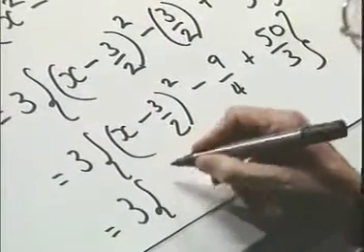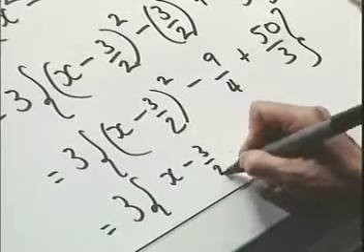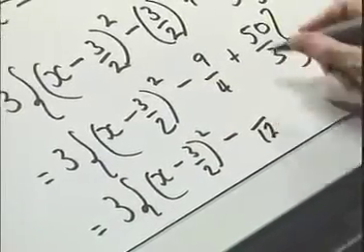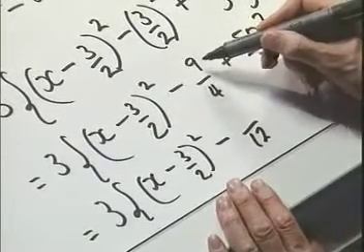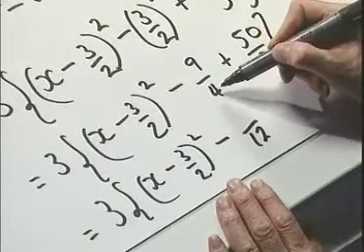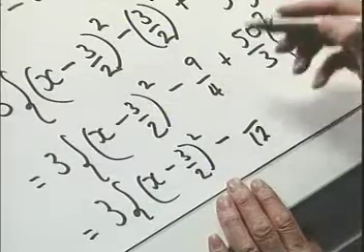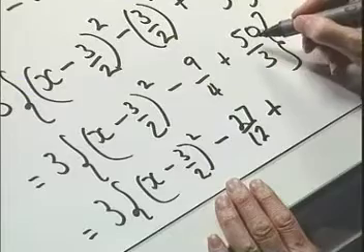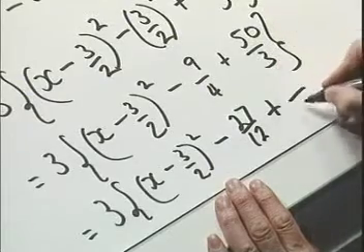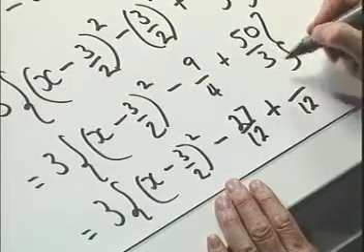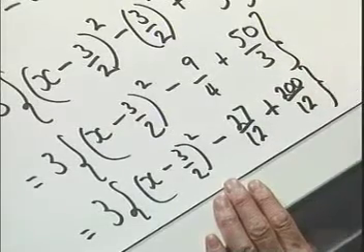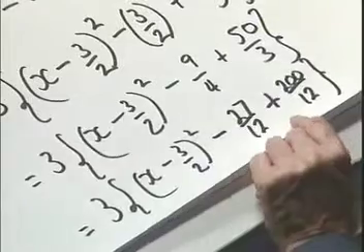3, the big curly bracket, x minus 3 over 2, all squared, minus over 12. We need to change the 9 over 4 into 12ths. 3 4s gave us 12, so 3 9s give us 27. Plus, we need to change the 50 over 3 into twelfths. 4 times 3 is 12, so 4 times 50 is 200. And now I've got a little bit of arithmetic to do. Let's just write that bracket down again.